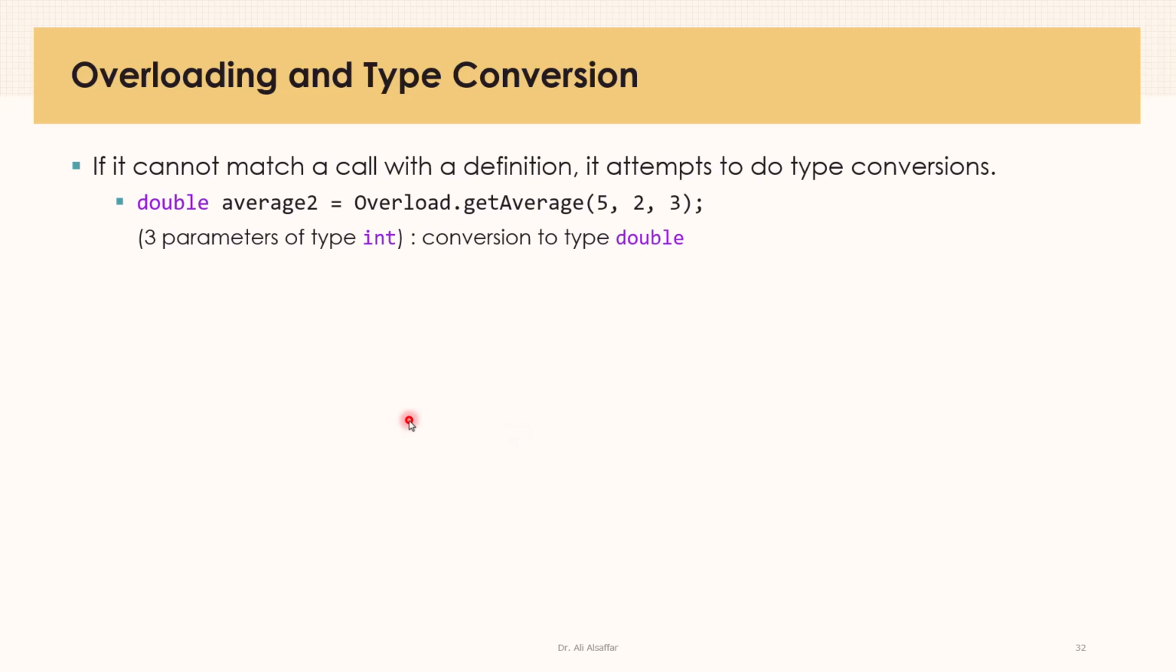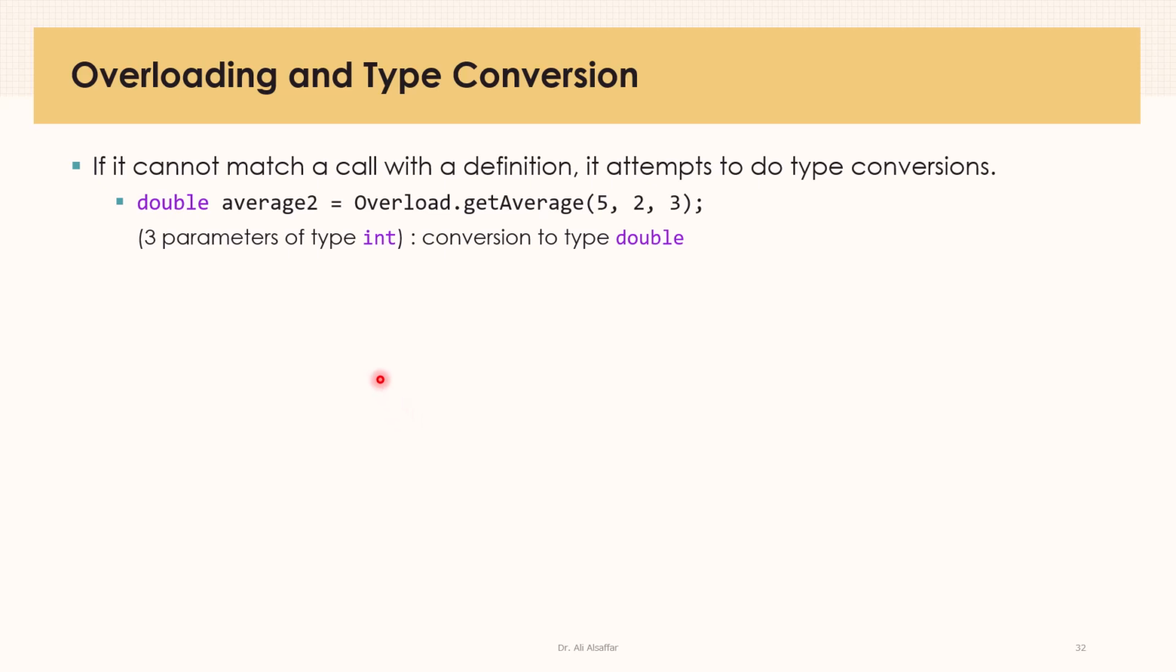When there is an overloaded method, the compiler, as we mentioned, distinguishes between multiple definitions by their signatures, by the number of parameters and their data types. Now, if there is no exact match for the calling method, then the next step is that the compiler tries to do type conversion if conversion is possible.